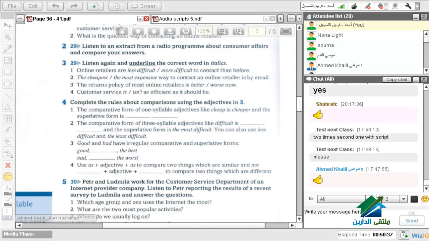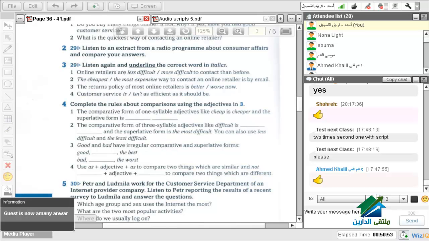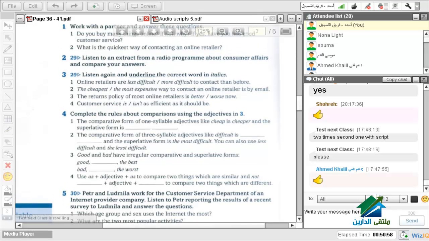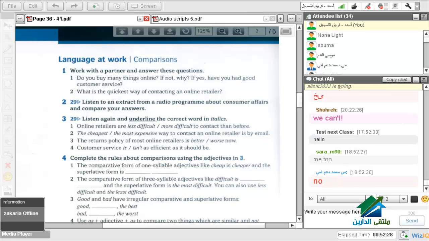Satisfaction. We need this, not only in customer service but in the satisfaction of people. People will feel happy if they are treated well. So here, please compare your answers.